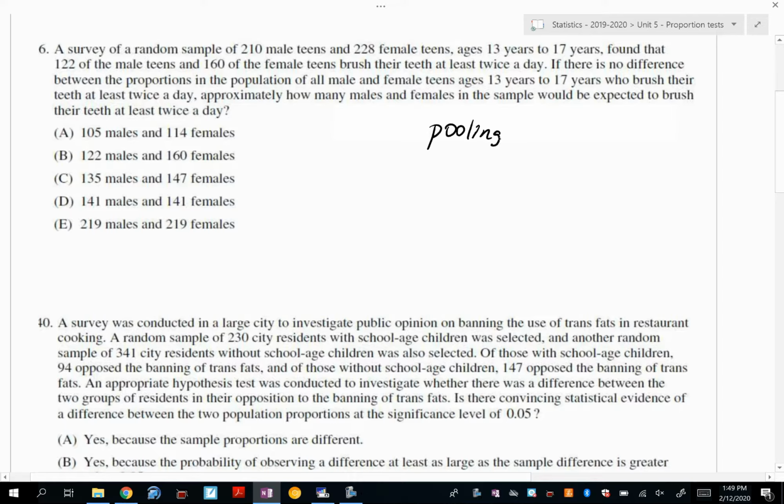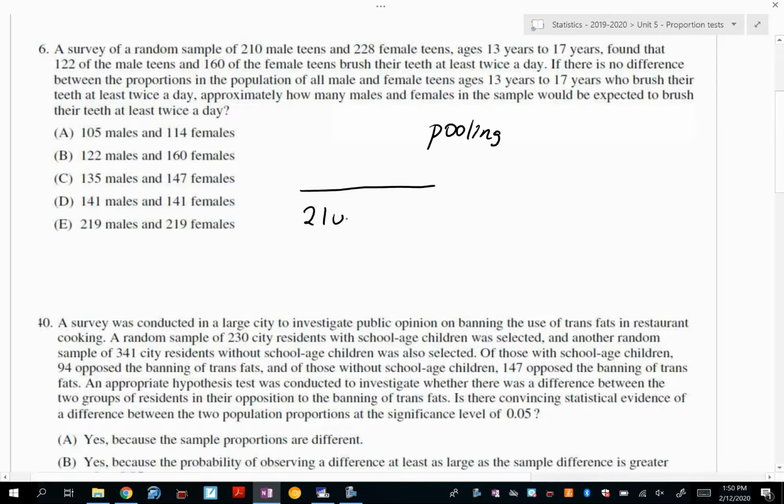All right, by Jarvis making that noise and everyone else with your face, I can tell you did not know that this was pooling. Let's see if you got it right anyway. So the way you want to do this is you want to imagine that there's no difference between the males and the females and how often they brush their teeth twice a day. So if there's no difference, how many total males and females am I going to put in the denominator?